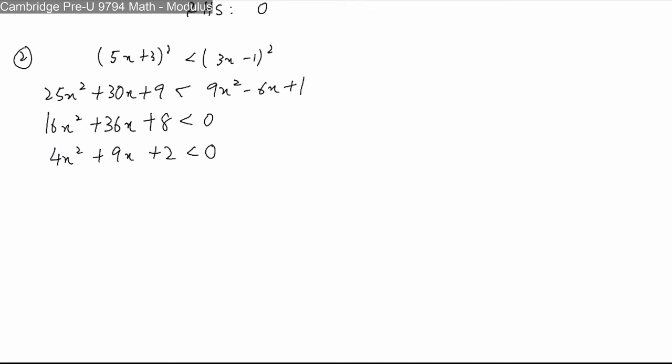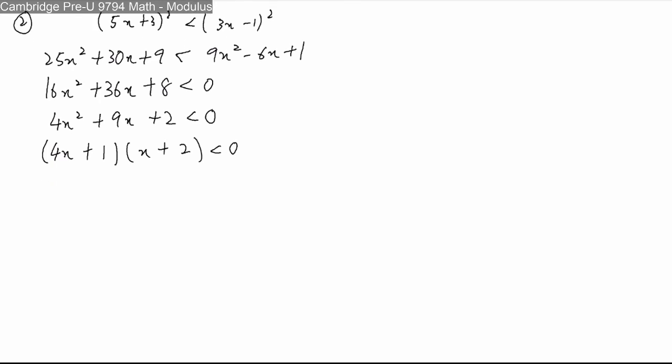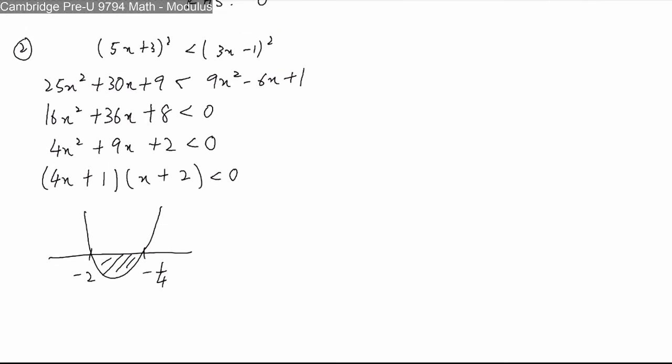So for this one, we know we can factorize from there. So for that one, we can get 4x, 1 and x, 2. So for this, we get (4x plus 1)(x plus 2). So for this one, we can see that if we follow the method to solve this quadratic inequality, we have negative 1 over 4 and negative 2. So in that case, we have this solution. Okay, but clearly the answer is not this one.